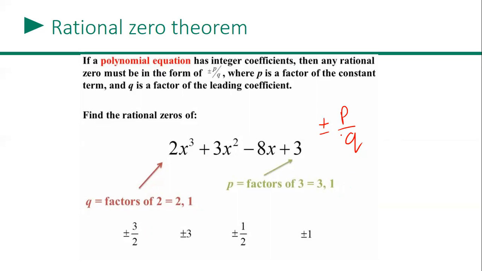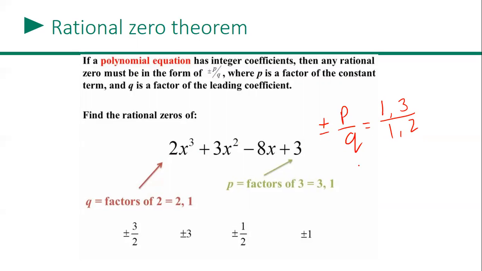Think alphabetical. I tell you think alphabetical, but to me it's always backwards when you're looking at it. It's the constant over the leading coefficient. So your factors here are 3 and 1. How I write it is 1 and 3 are the factors of 3. The factors of 2 are 1 and 2. And all you're doing is making all the combinations of fractions from these numbers.